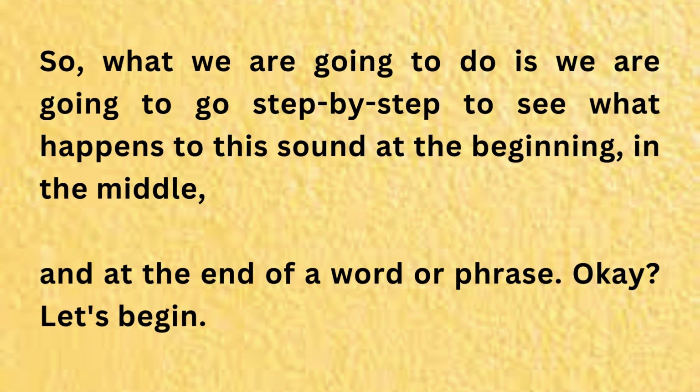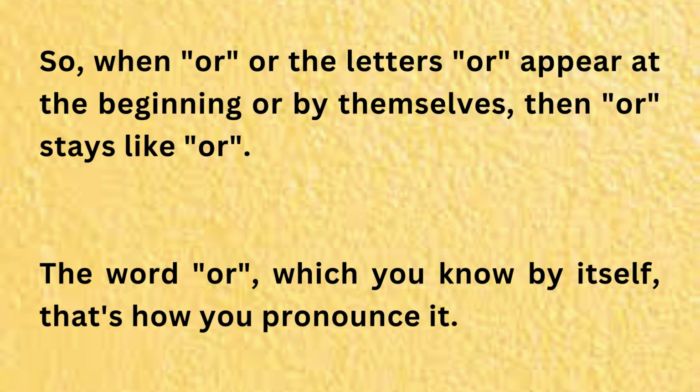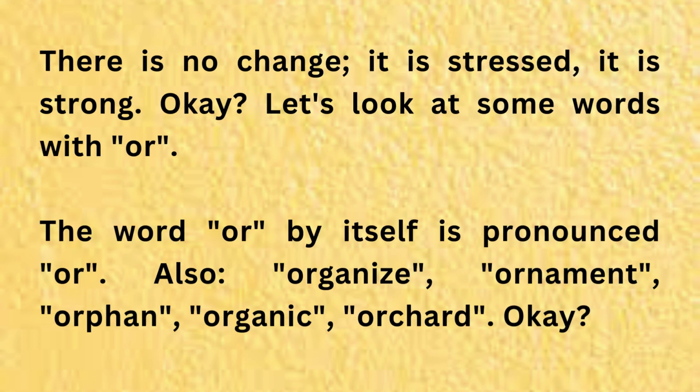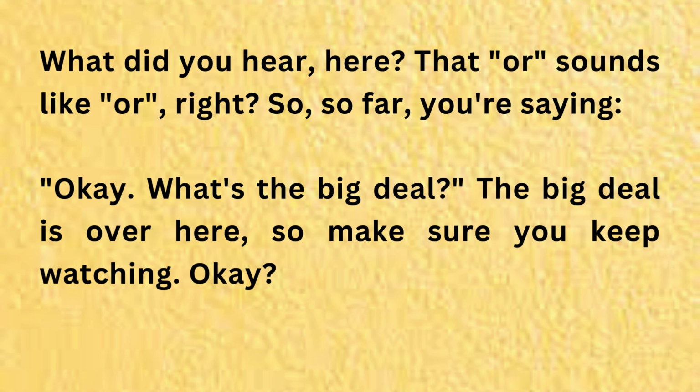Okay? Let's begin. When the letters "or" appear at the beginning of a word or by themselves, then "or" stays like "or". The word "or", which you know by itself, that's how you pronounce it. There is no change. It is stressed. It is strong. Let's look at some words with "or". The word "or" by itself is pronounced "or". Also, organize, ornament, orphan, organic, orchard. What did you hear here? That "or" sounds like "or", right? So far you're saying, okay, what's the big deal? The big deal is over here, so make sure you keep watching.